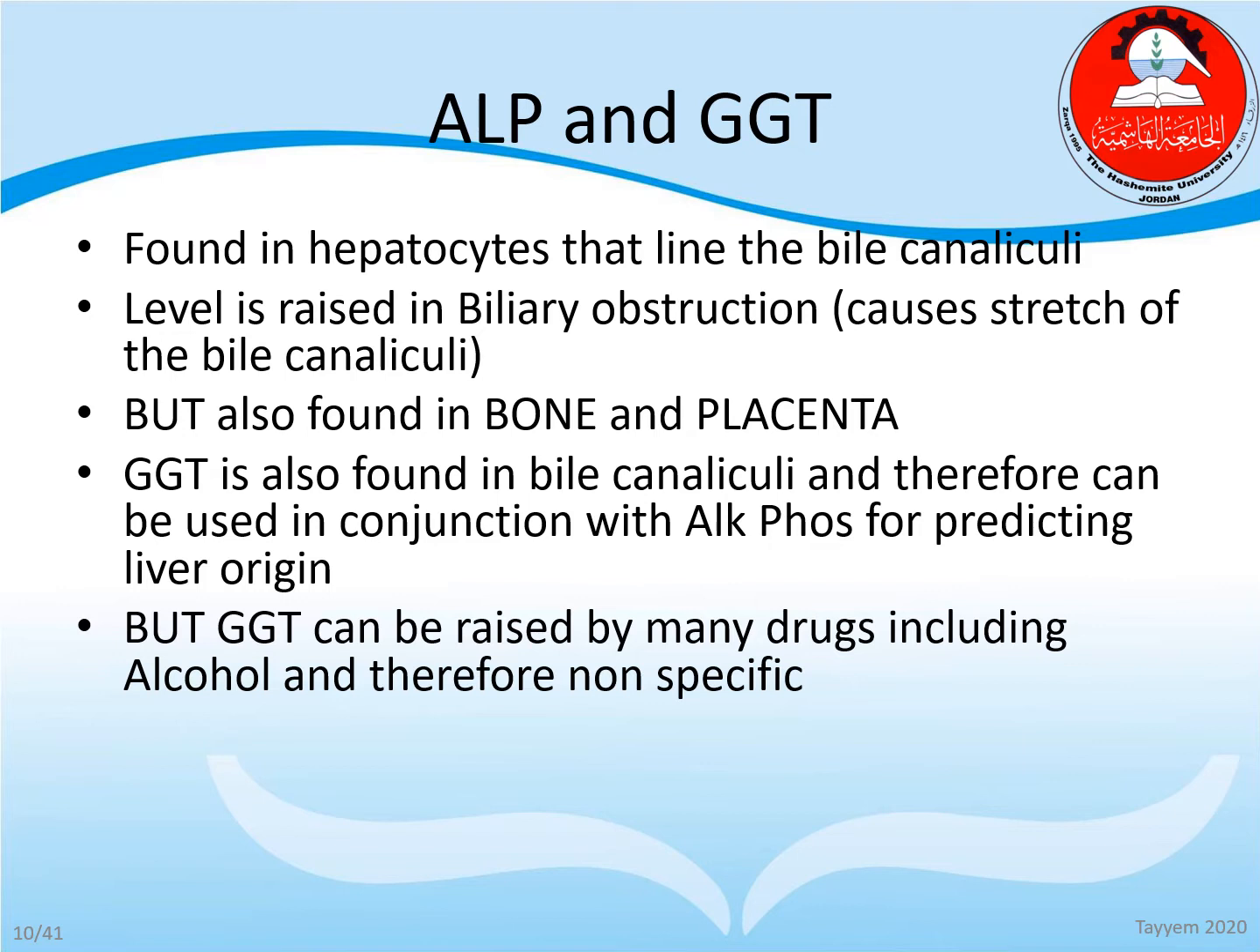ALP is found in addition in the bone and the placenta. Gamma GT is found in the bile canaliculi itself and can be used in conjunction with ALP, or alkaline phosphatase, for predicting that the raise is coming from the liver. Gamma GT can be raised in a number of medications and alcohol, and can therefore be non-specific.